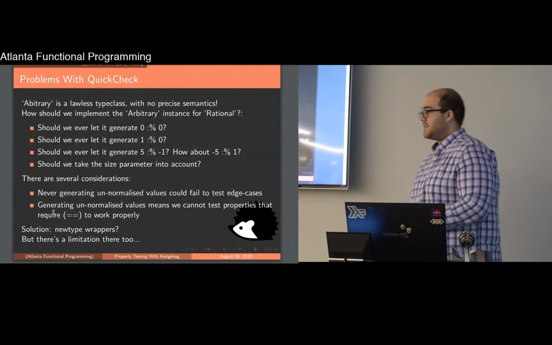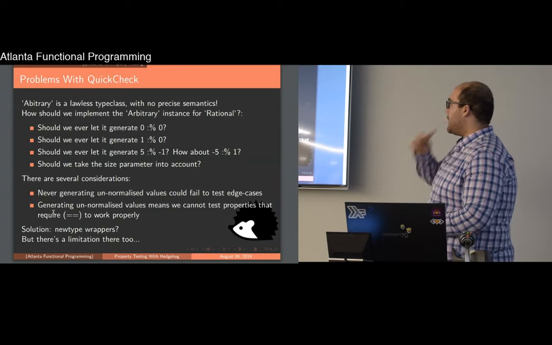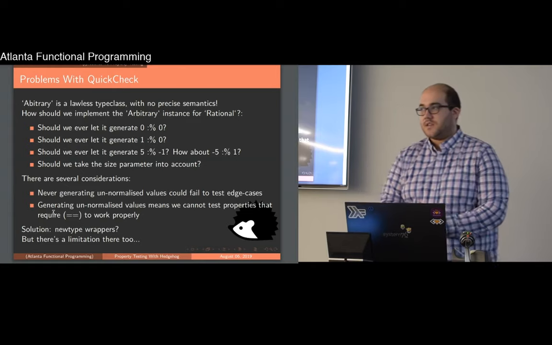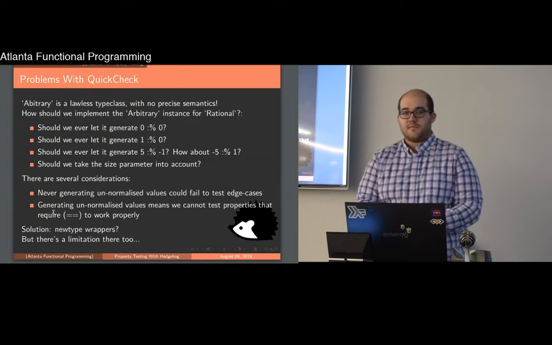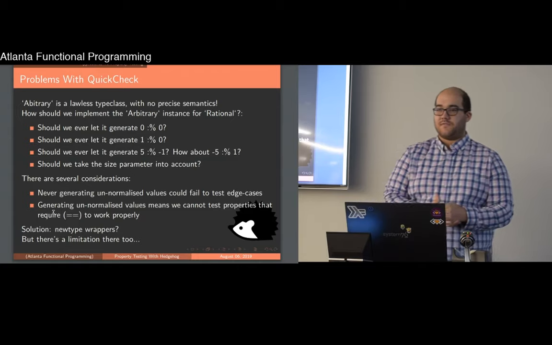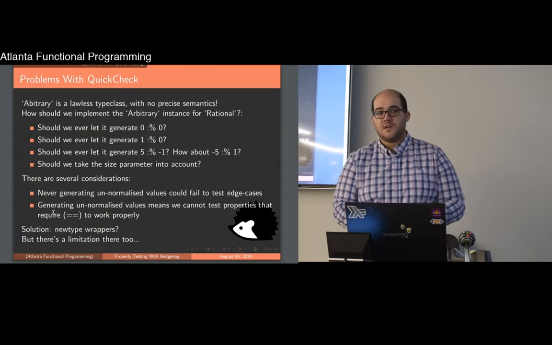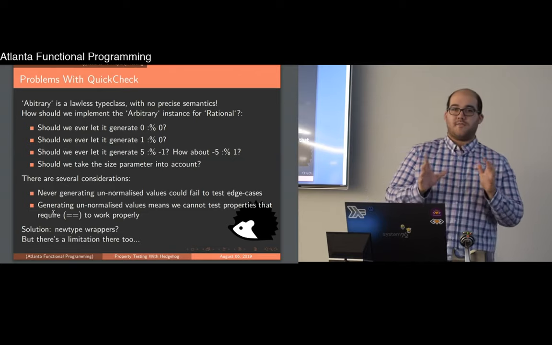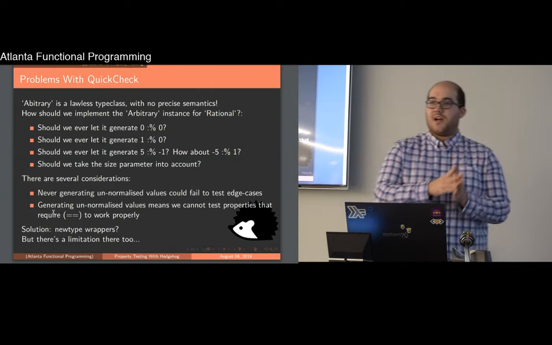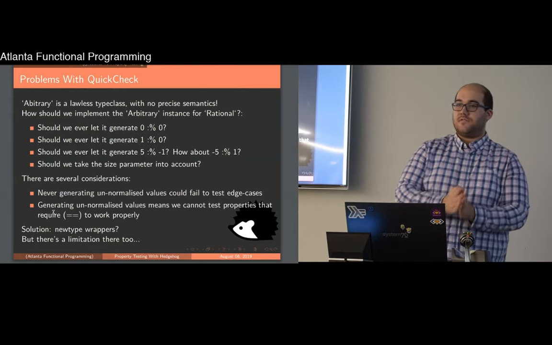So this introduces us to some problems. Arbitrary is lawless. So that's the first. Some people may not have a problem with this, but in Haskell, I typically am in favor of type classes that have laws. And what it means for a type class to have laws is that an instance of this type class must obey certain invariants.